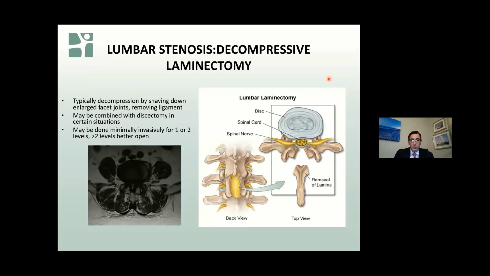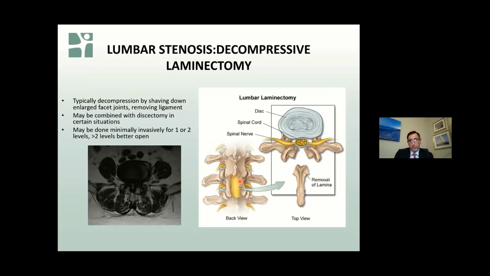So if we do surgery for stenosis, we do a decompressive laminectomy. That is removing a portion of the lamina, which is illustrated here. We also shave down the facet joints because that tends to be the biggest part of the problem. So you remove a portion of the facet joints, but you can't remove the whole facet joint because that would make the spine unstable.